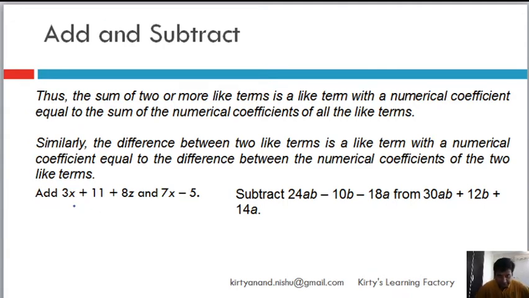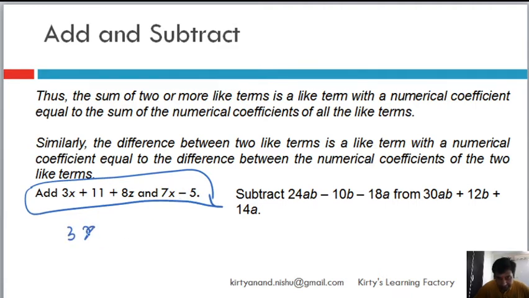So for example, let's say we have to add these two: 3x plus 11 plus 8z, and 7x. The easier way of doing it is that first of all we rearrange it. We write it vertically, not horizontally. Then if I have to add this to this one, I will pick up the first term and see where is the like term. I see that the like term is here, so I will put 7x here.